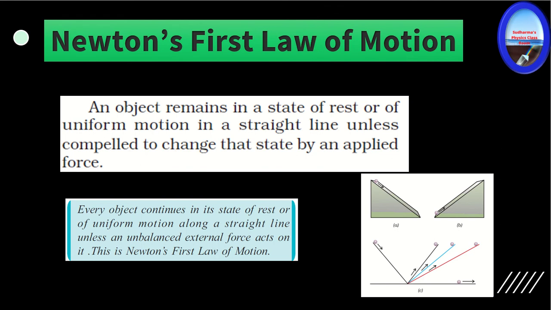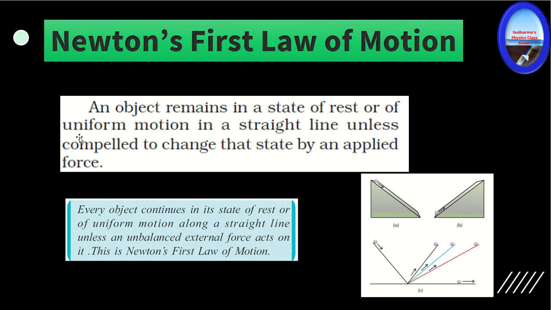Now we are going to learn the most important, Newton's first law of motion. So Newton's first law of motion, or Galileo's law of inertia. Okay, Galileo is the person who initially found out that if a body is moving and there is no external force applied on the object, it continues to move. So every object continues in its state of rest or uniform motion along a straight line unless an unbalanced external force acts on it. This is Newton's first law of motion.